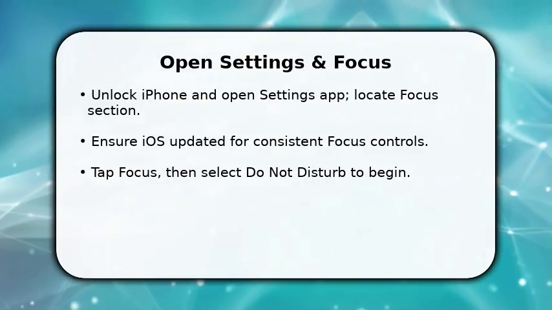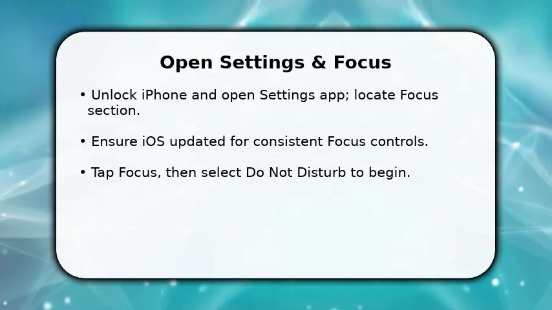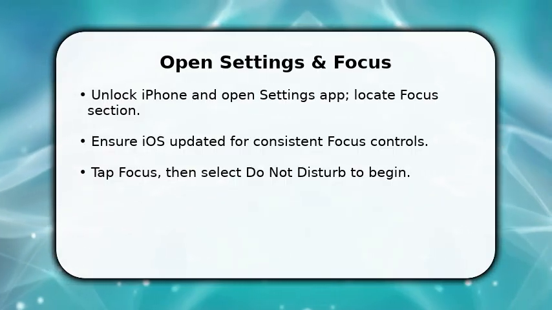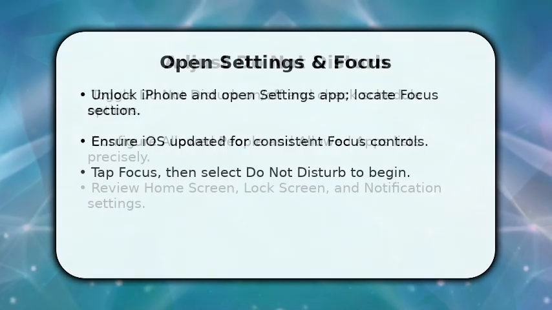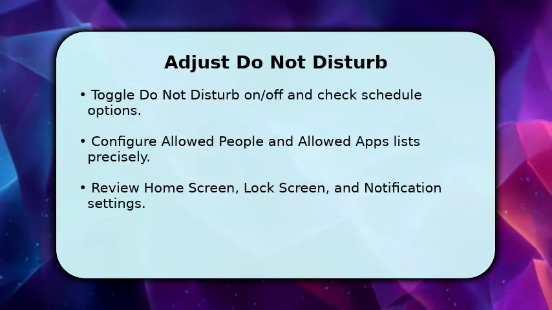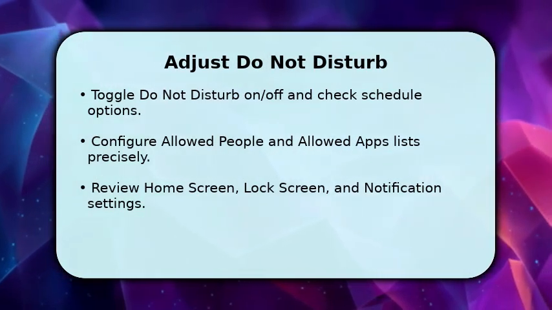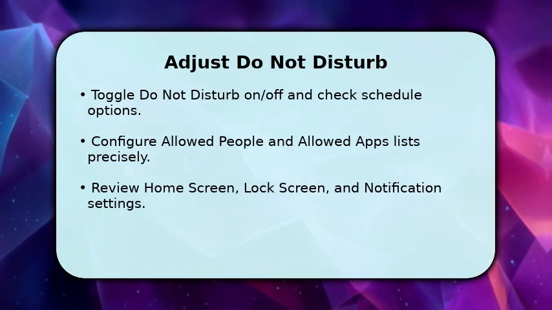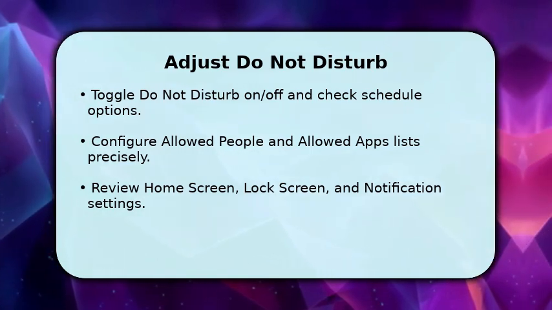Make sure your device is unlocked and on a reliable network so settings save correctly as you proceed to refine behavior. Now refine the behavior. Toggle Do Not Disturb on to test changes, and if you use a schedule, edit its start and end times so it matches your routine.